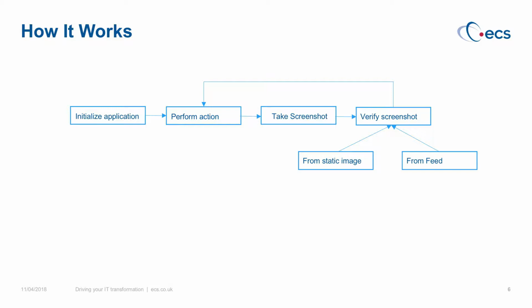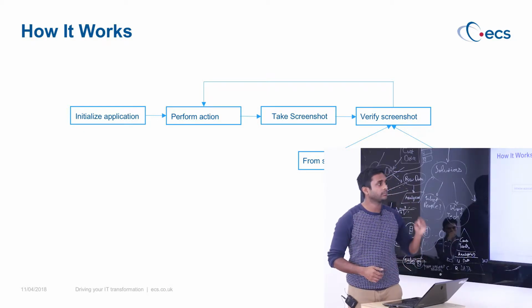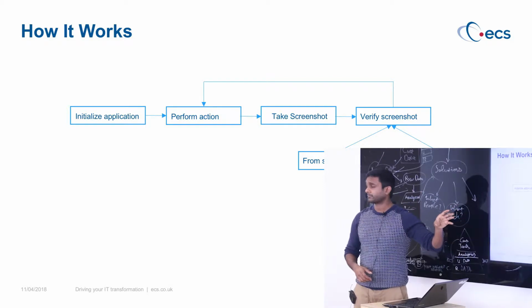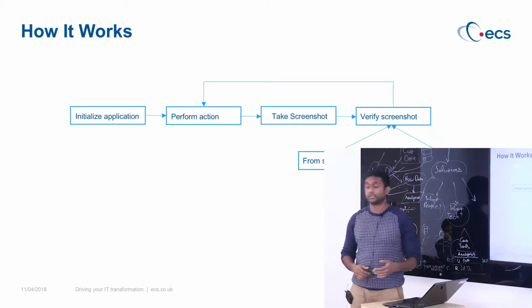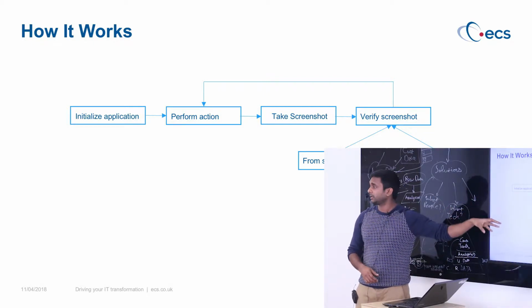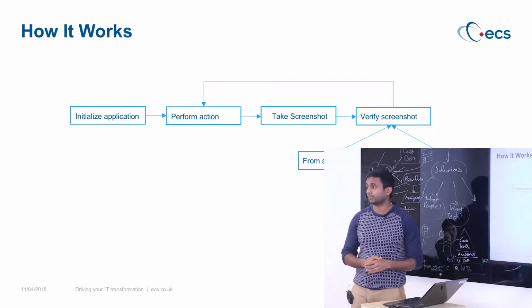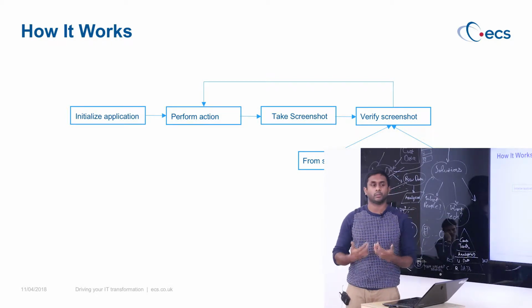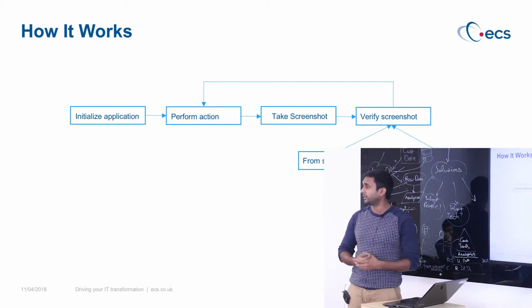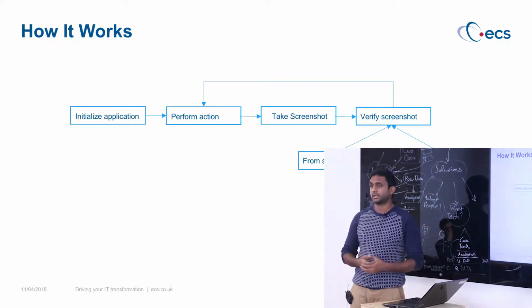So by performing that action, you're, I don't know, moving left, moving right, selecting a show, whatever it is. You then take a screenshot of what it's supposed to be like, and then you verify that screenshot. And this can be done either from a static image that you've pre-recorded and it's sitting in your framework, or you can get it from a feed. And then once you've verified that you are where you are supposed to be, you can then go and perform another action and do the same thing all over again for the sake of your tests.